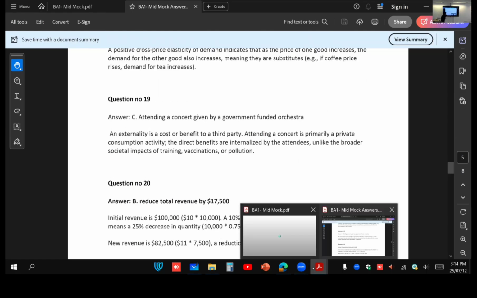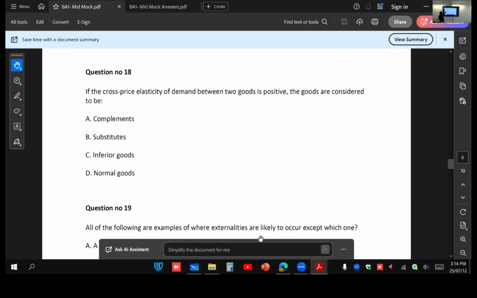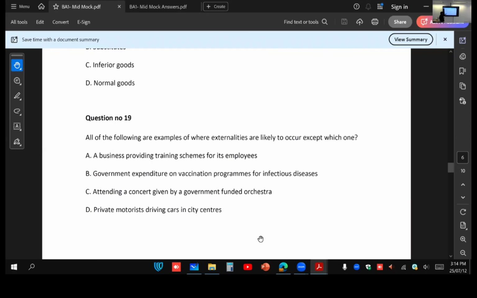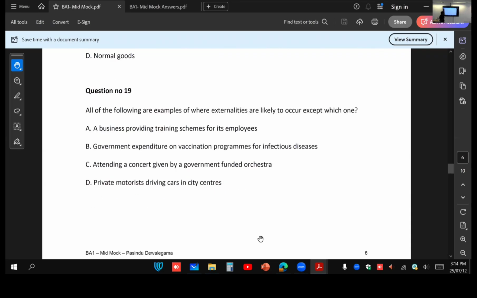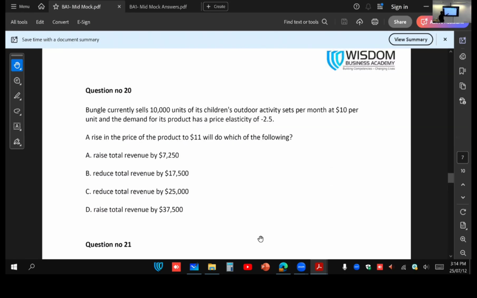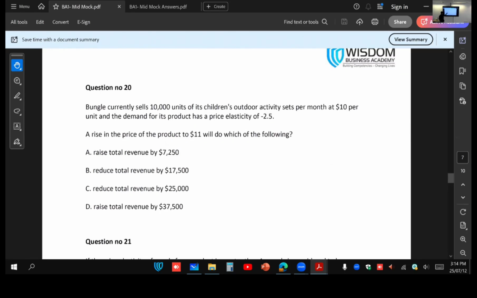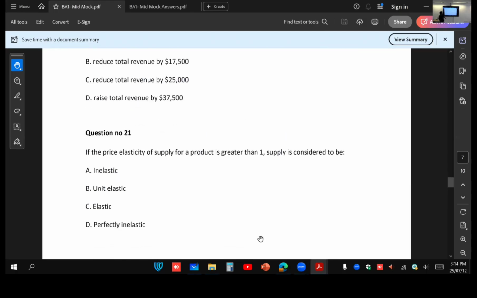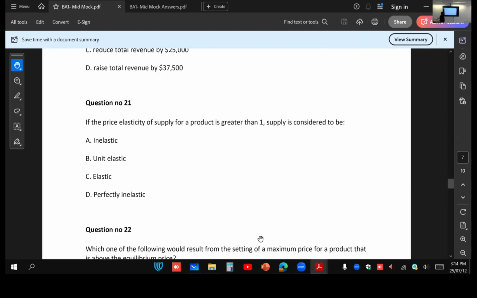Question 19. All of the following are examples of where externalities are likely to occur except one. Same, no? Good. Very good. Same, B. So you could have done this in half an hour, no? Perfect. If the price elasticity of supply for a product is greater than 1, what do you mean by that? How can I get it?